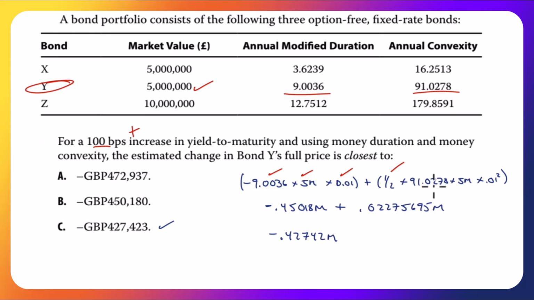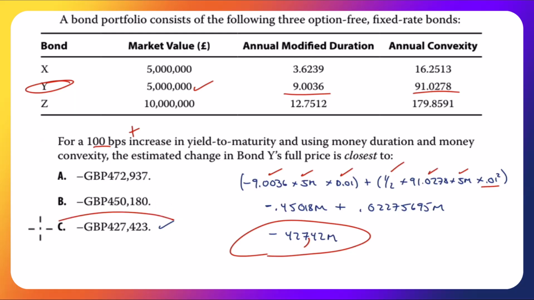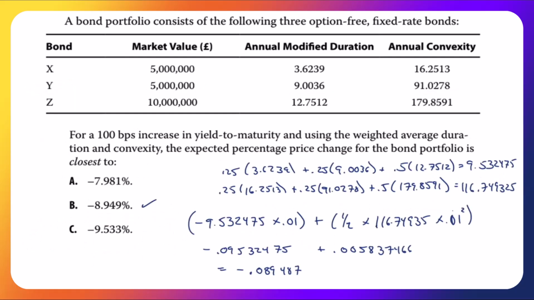And it's 1/2 times money convexity. With there's convexity, there's money. Multiply them. 0.01 squared. Negative 0.42742 million. This is in hundreds of thousands, so we'll just take out the decimal, put a comma there. 427,423. We have C.